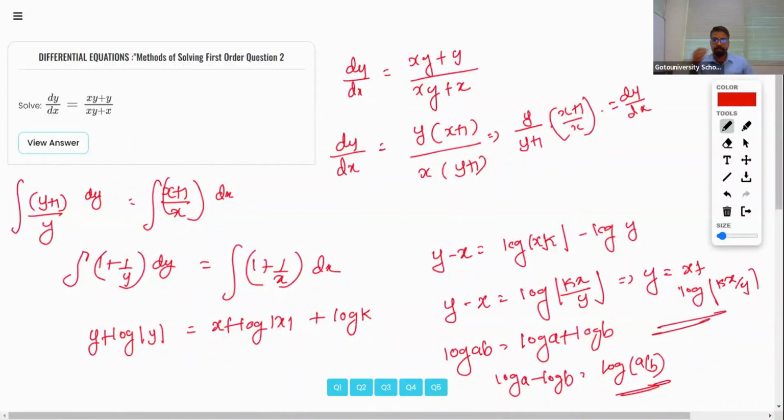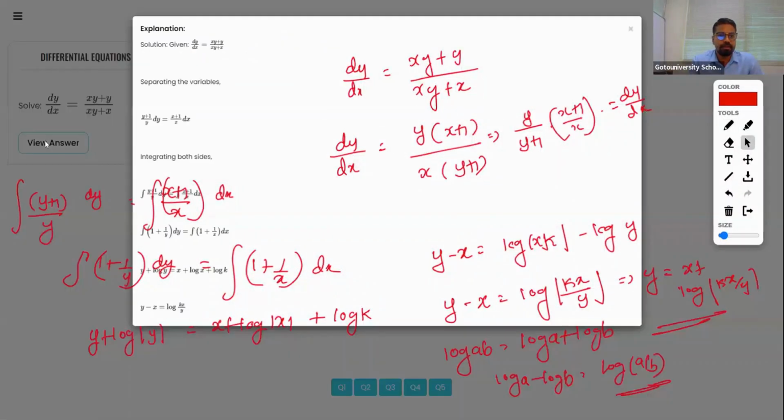Let's see how they have ended the solution here, shall we? Yes, the same thing. y minus x is equal to log of kx by y. Right?